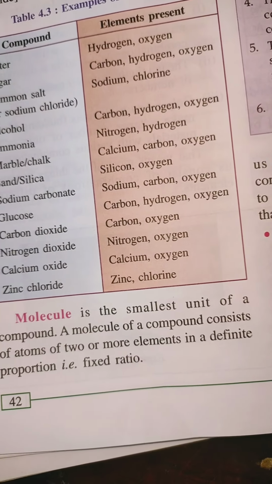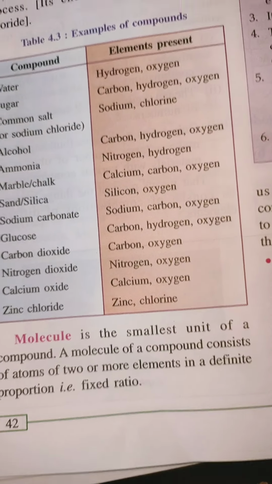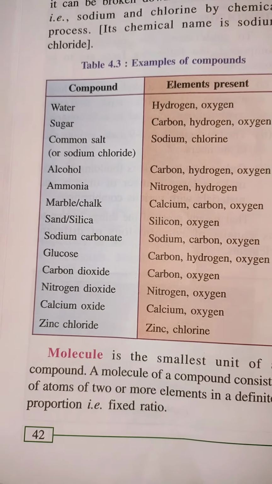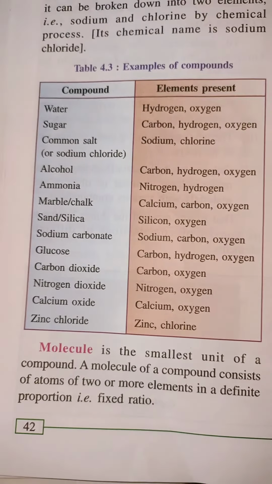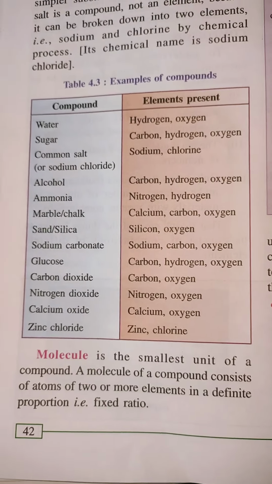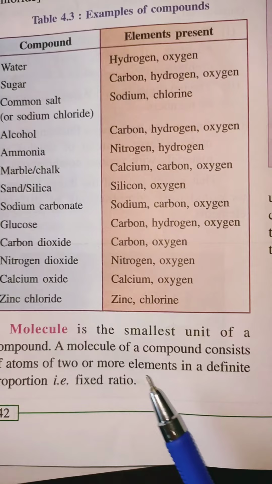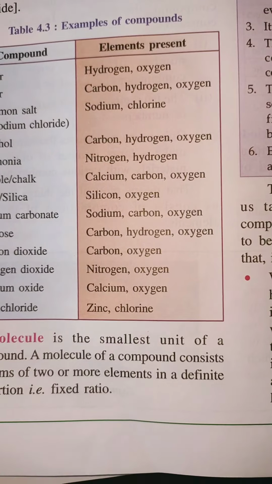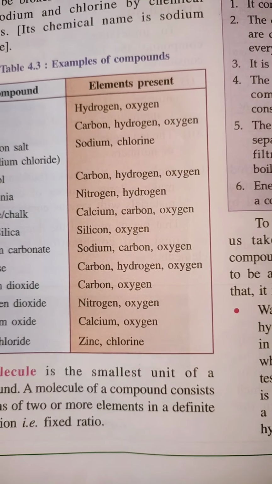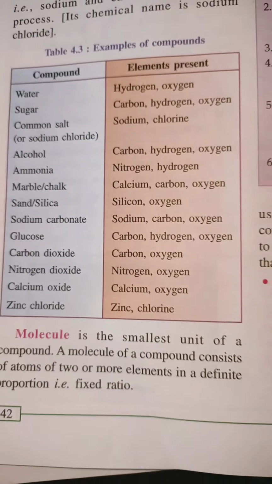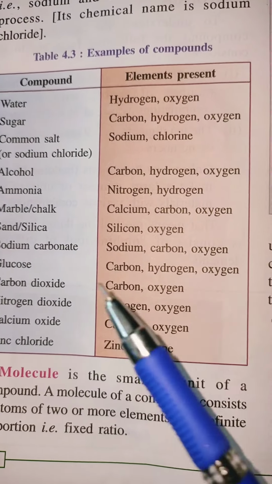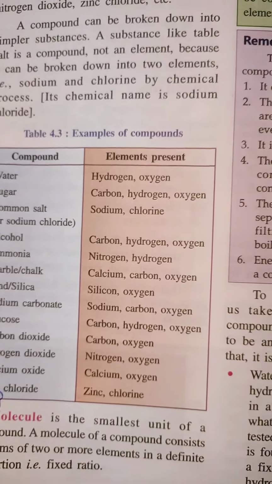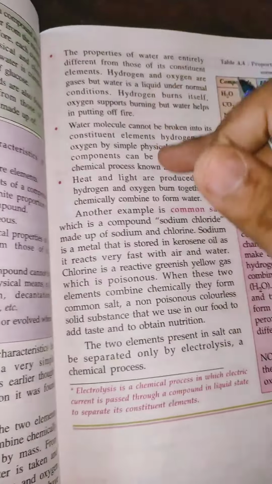And now students, what is a molecule? If you remember, in the half-yearly syllabus I told you that an atom is the smallest unit, and when two or more atoms combine together, they make a molecule. So a molecule is the smallest unit of a compound. A molecule of a compound consists of atoms of two or more elements. Like in water there were hydrogen and oxygen. In this there were two atoms of hydrogen and one atom of oxygen, and hence it has the formula H2O. And this is what is being explained here.